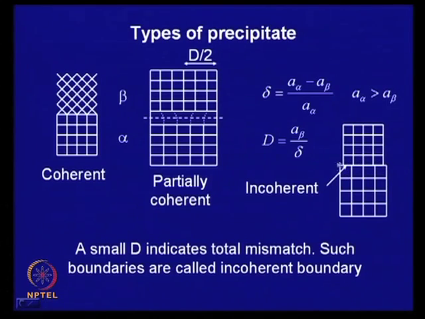So, this type of incoherent precipitate will definitely take place on grain boundaries, grain corners or grain edges, and this will have intermediate characteristic.